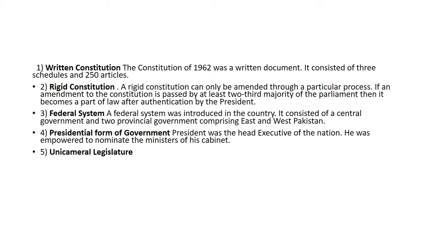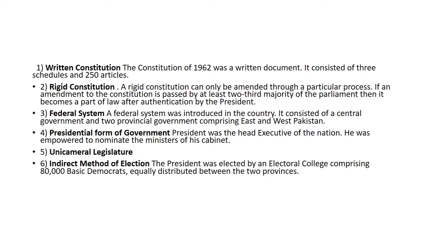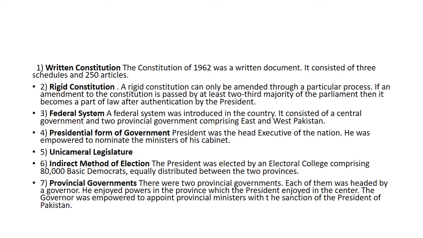And the 1962 constitution introduced a unicameral legislature. There was only one house in the central legislature, that was the National Assembly. And an indirect election method was introduced, and the president was elected by an electoral college comprising 8,000 basic democrats. Later on, this number of basic democrats was increased to 120,000, and these basic democrats were equally divided between both wings of the country.